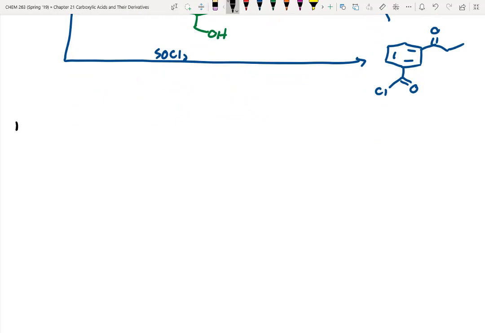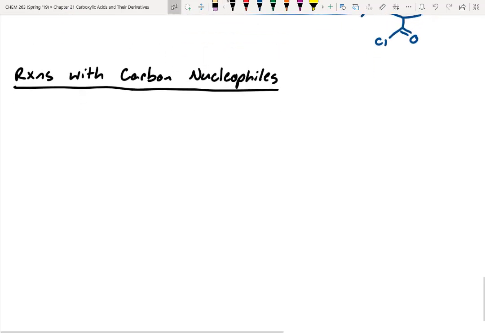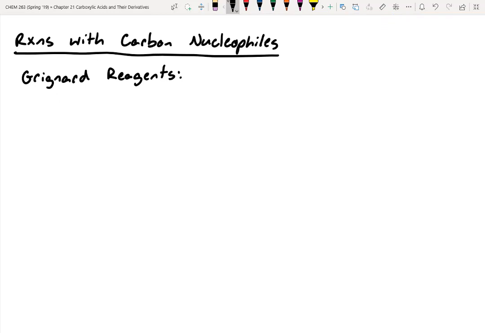Now let's look at the next class of reactions. These are reactions with carbon-based nucleophiles. All right, so we already talked about Grignard reagents briefly, and we actually did this while we were working through our practice problems at the start of class. So we said if we use methyl magnesium bromide, that we will make an intermediate ketone, right?